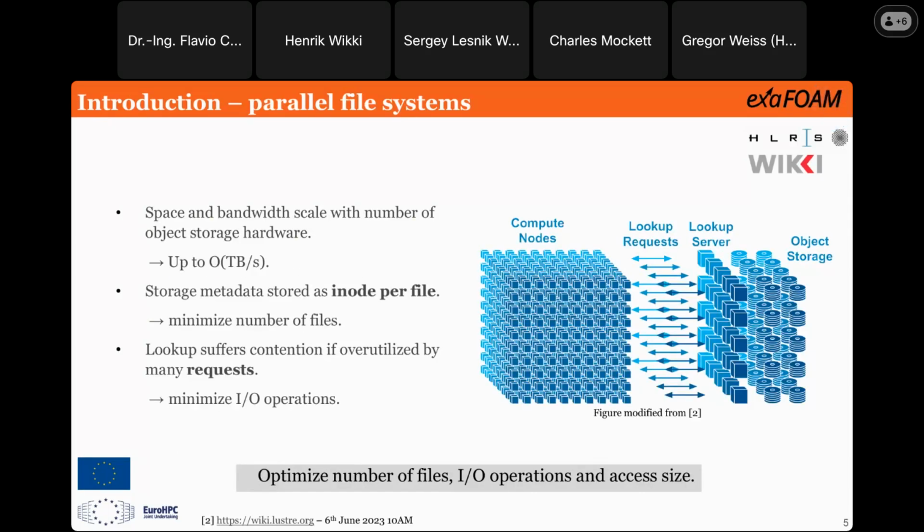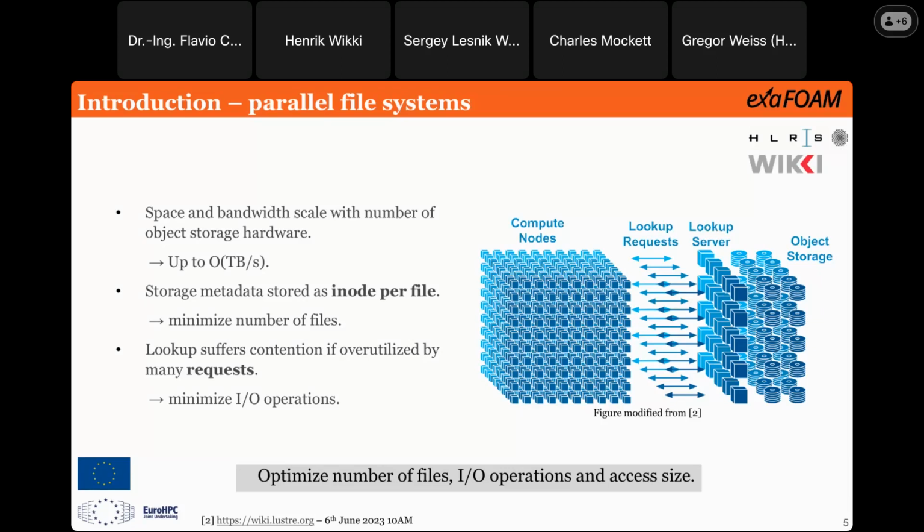So in general, parallel file systems in HPC infrastructures have one benefit, that you can facilitate many connections to many object storage targets, and this way you could actually scale up to terabytes per second. But to do so, you have to stick to some good behavior, let's say, that optimizes the requests and I/O operations to this file system.